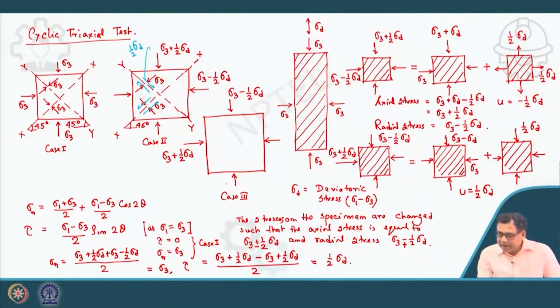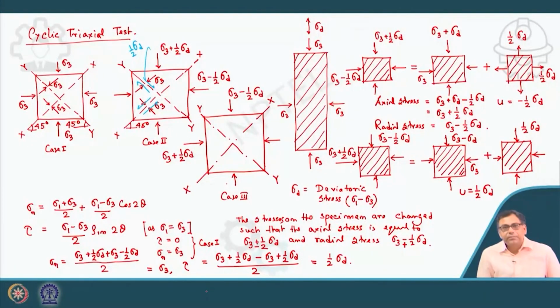Now in the same way, axial stress will be sigma 3 minus sigma d plus half sigma d. So that will be sigma 3 minus half sigma d, and this will be sigma 3 plus half sigma d. So this is sigma 3 plus half sigma d, sigma 3 minus half sigma d. So this way I can achieve this. Now again, if I consider the two planes, that is again the yy and xx plane.